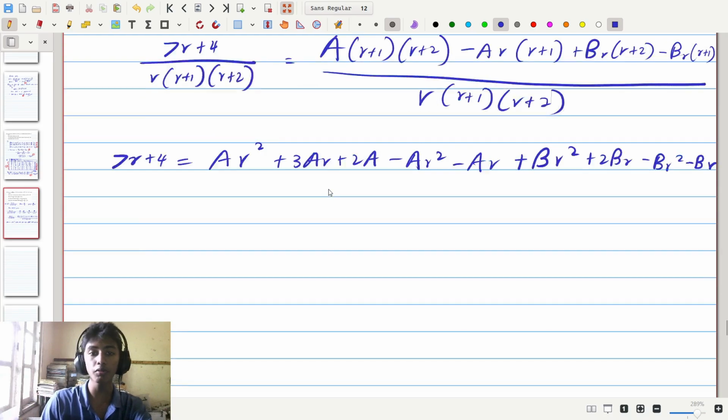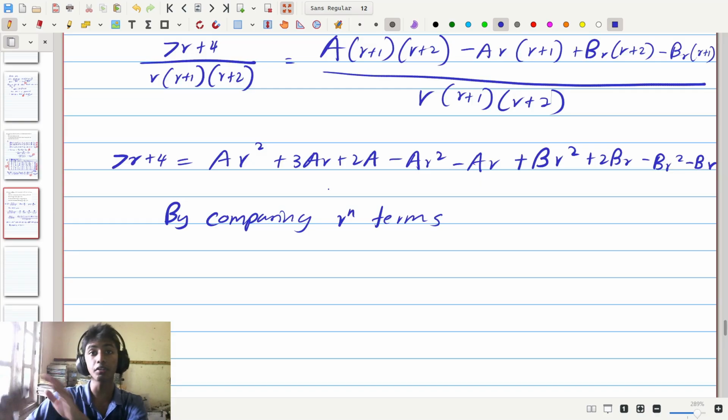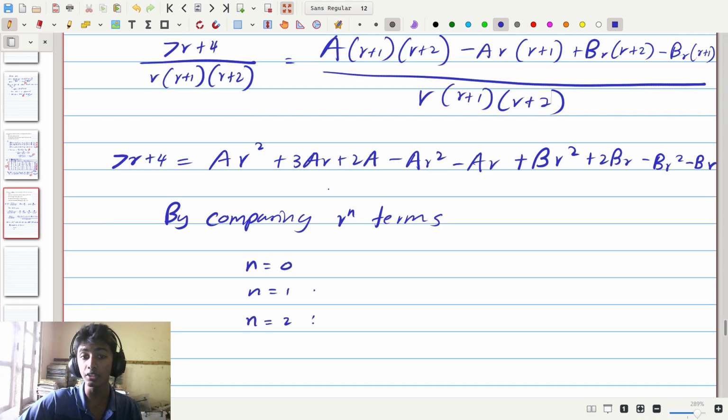Now cleaning all of this up, we can see that by comparing R to the power of n terms, all the terms on the left should match all the terms on the right. So if we consider n equals 0, n equals 1, and n equals 2, we can get certain equations.